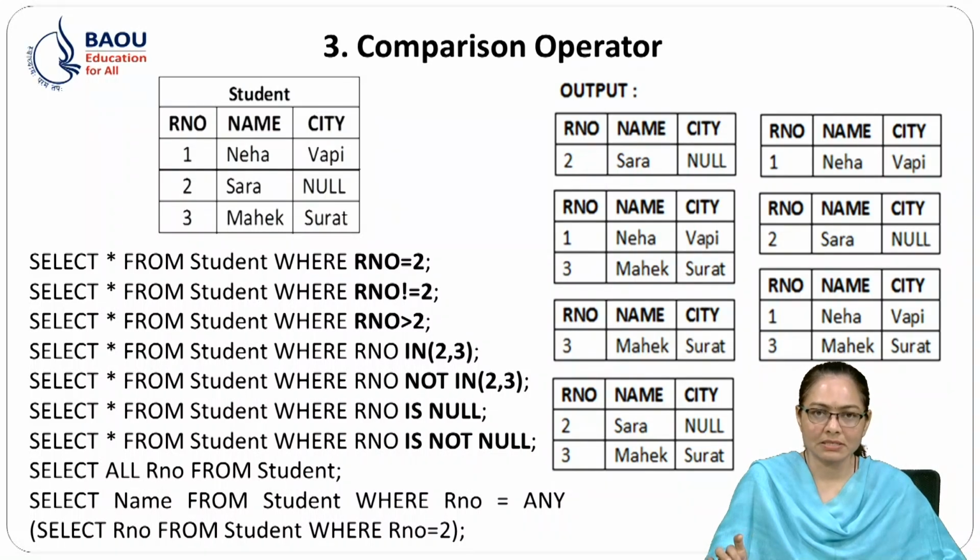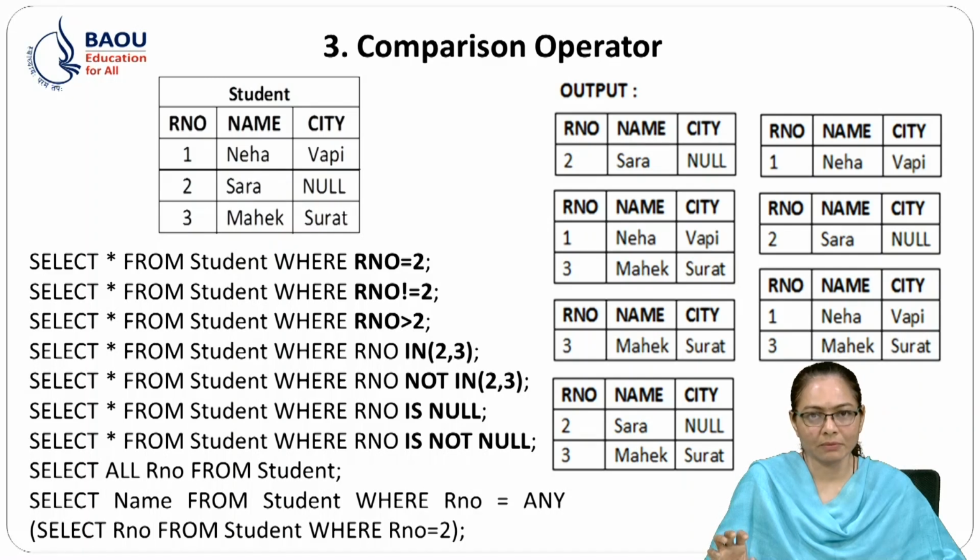Now the next one is select star from student where roll number is null. To compare a null value with a column name, we do not use the equal to operator. Roll number equal to null is not used. It is used as roll number is null. So it will check whether null is present in the roll number column. So it will display the output 2, the null record is displayed.